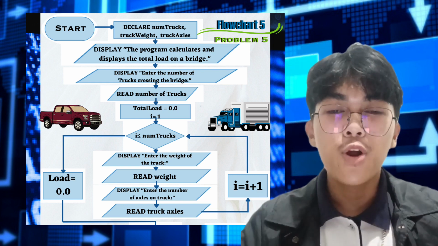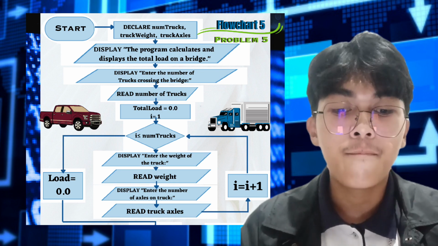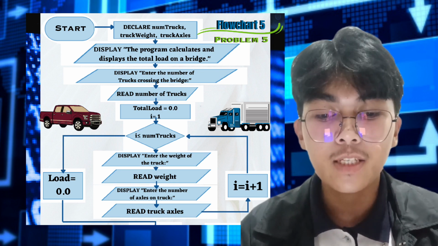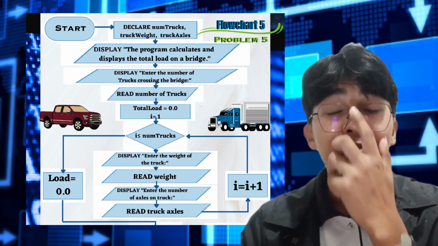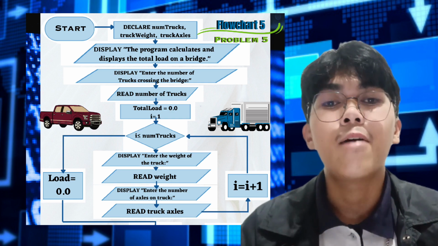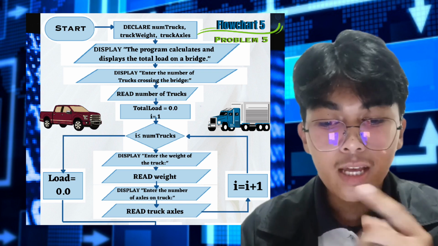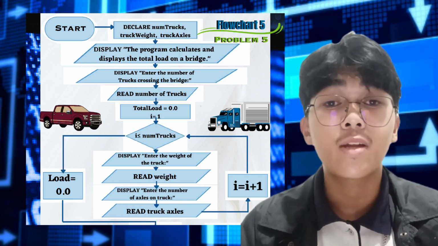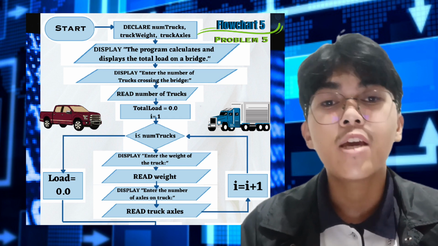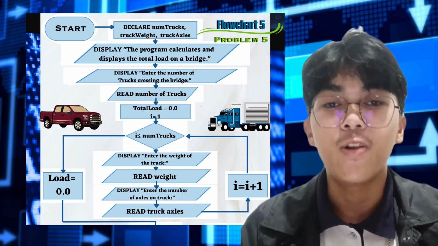After that, we are going to undergo a loop. The increment formula will be I equals I plus 1. So every time a loop occurs, 1 is added to the incremented variable. If the decision I is less than or equal to the number of trucks turns out to be a false statement, it will go to another segment of the flowchart.